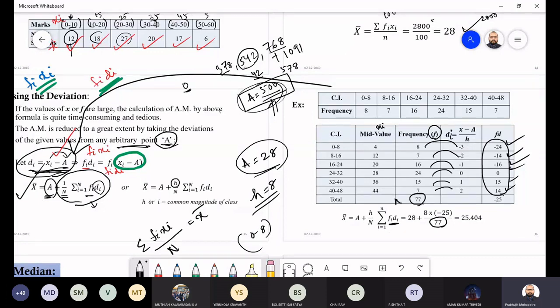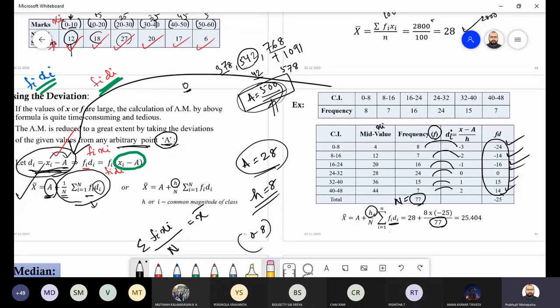Total frequency n is 77. So we are dividing by n. But the thing is that we have scaled everything according to the class interval of 8 units. So if I am multiplying with h, then we'll get the actual data. So we have to multiply everything with the class width h.